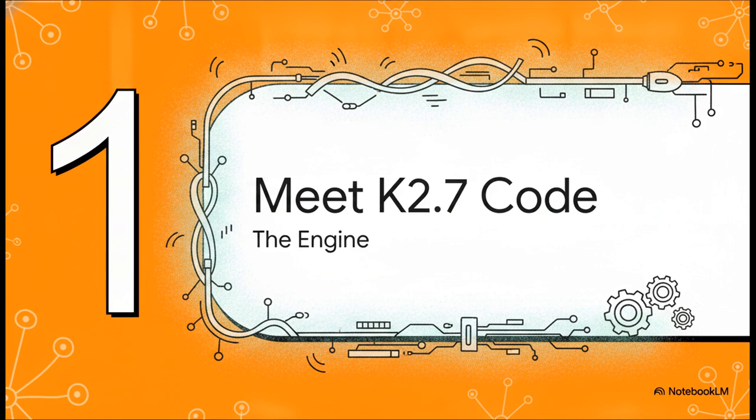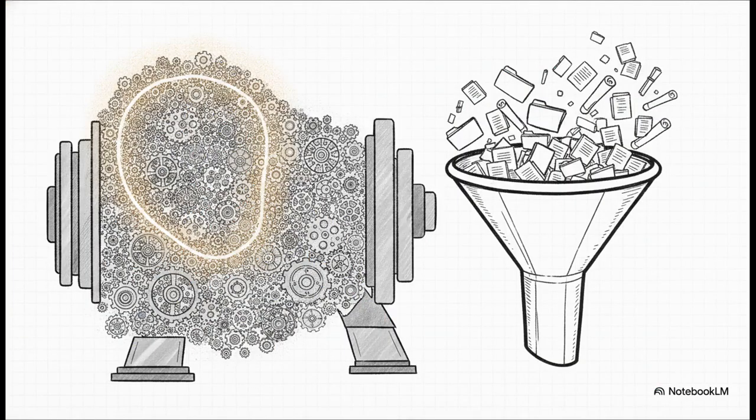Let's take a look at the core specs powering this beast of a new open-source model. Moonshot AI has literally dropped a powerhouse engine on us. K2.7 Code isn't just your basic scriptwriter, it's explicitly built for long-horizon software engineering. We're talking about refactoring entire code bases or debugging across huge multi-turn agent sessions.